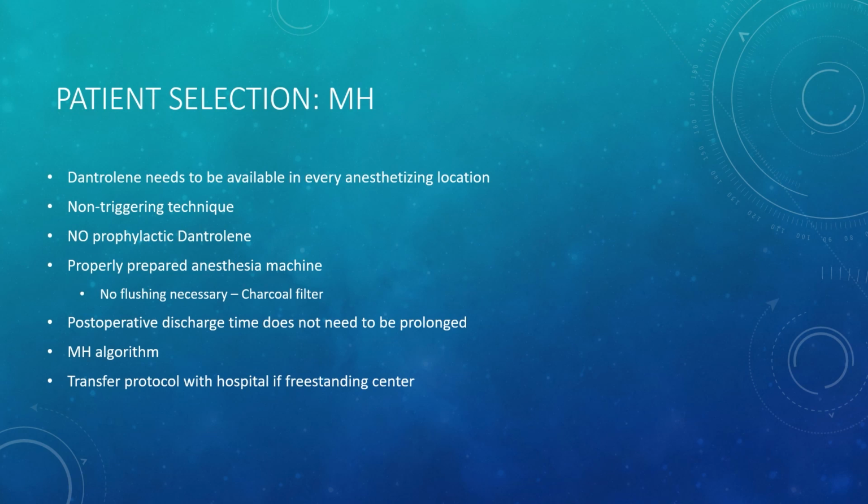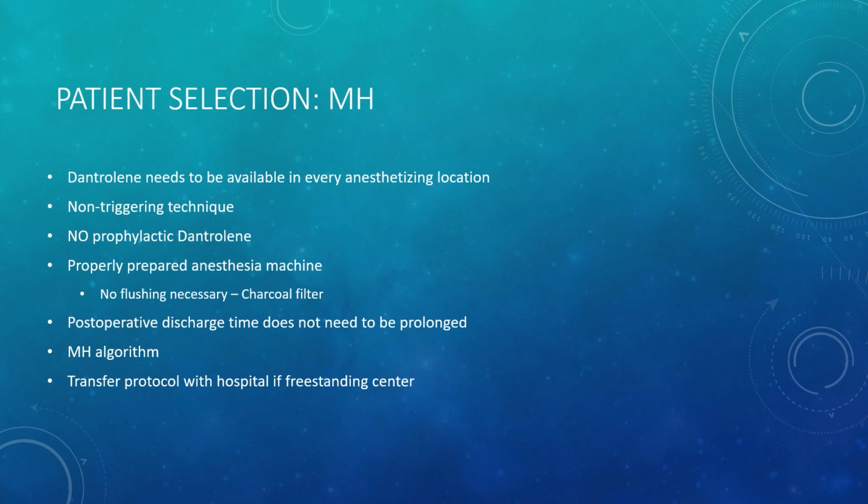Malignant hypothermia patients can safely undergo surgery at an outpatient surgery center if they're using a non-triggering anesthesia technique, and they can also be discharged on the day of surgery if the anesthetic has been uneventful. The requirements are listed here. In any anesthetizing location, we have to have dantrolene available. We have to be able to perform a non-triggering anesthesia technique.